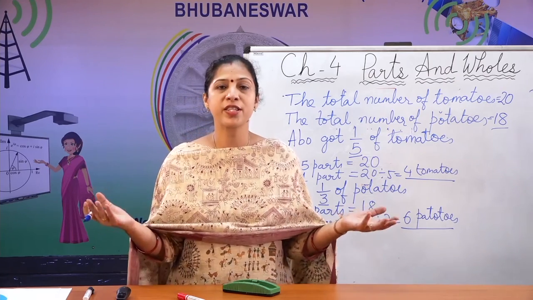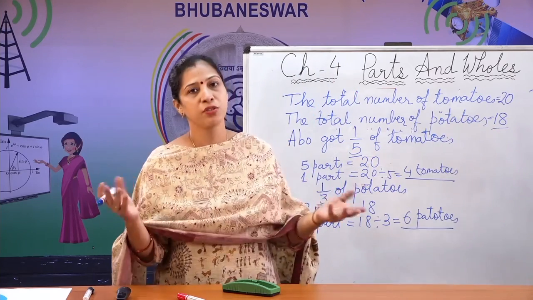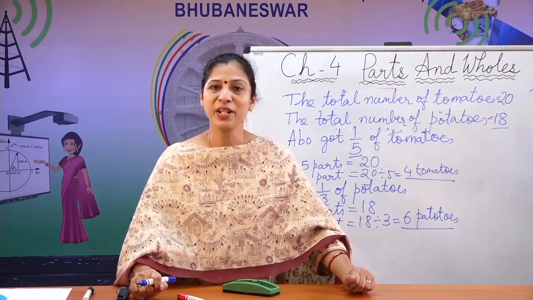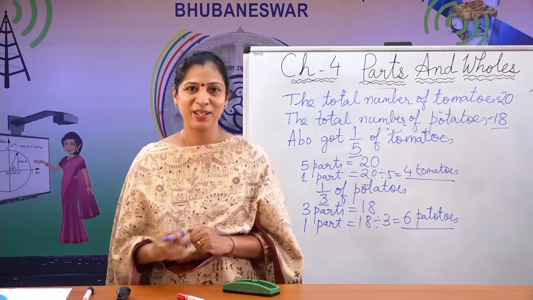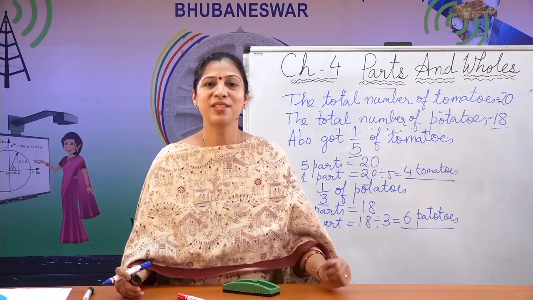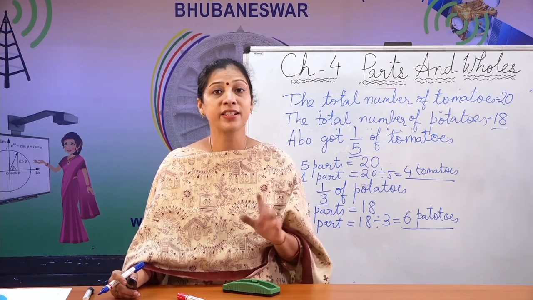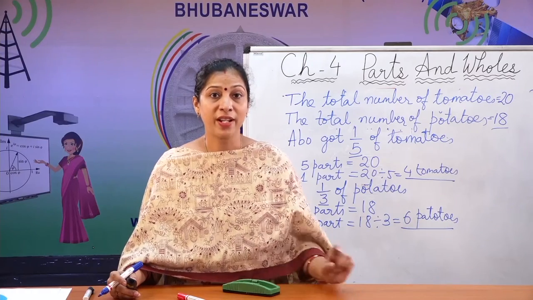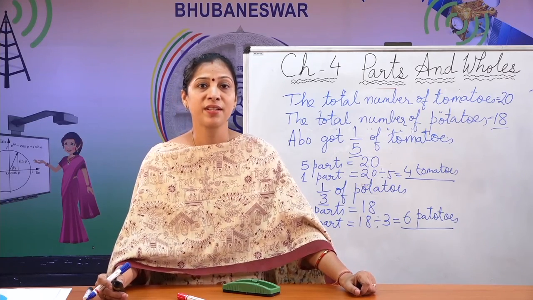You just subtract it from the total number of potatoes and tomatoes. You will find out how many Nancy has got. It's simple. You can do it on your own as you now know how to find out the parts and wholes. Now let's go to the next one and let's see that circle. It is written: circle Abbu Bakr's share in blue and circle Srija's share in yellow. Now can you find out on your own? Yes, then let's see what is the answer.